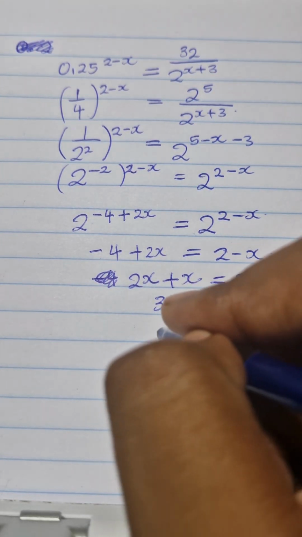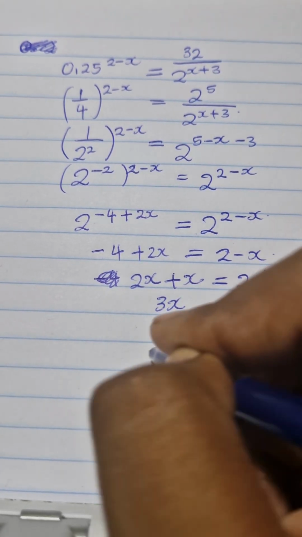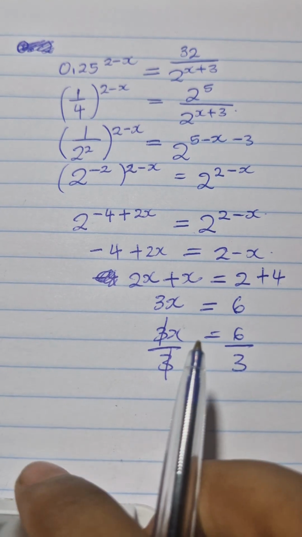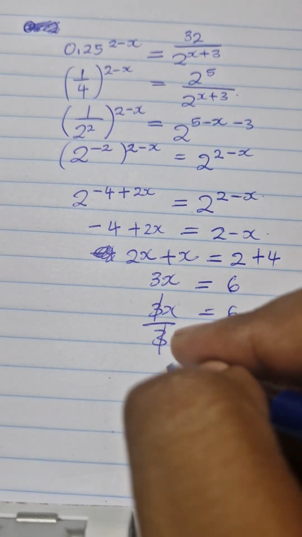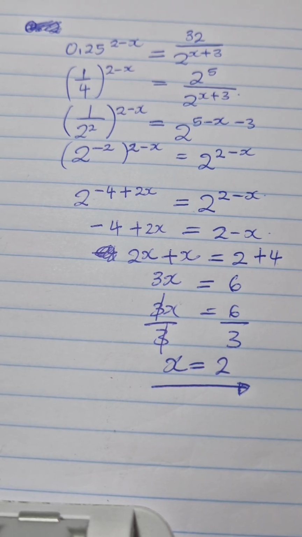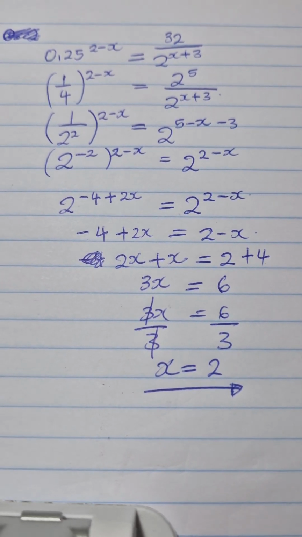I'll divide both sides by 3. So divide this by 3, divide this by 3. By that, I'm removing this 3. What am I getting? I'm getting that x is equal to 2. There we go. So I hope that was doable for you.